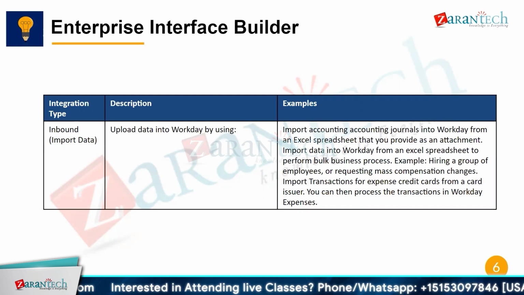Some examples of inbound EIB, which is uploading data into Workday: import accounting journals into Workday from an Excel spreadsheet that you provided as an attachment. Another example could be importing data into Workday from an Excel spreadsheet to perform a bulk business process, for example, hiring a group of employees or requesting mass compensation changes. Another example could be transactions for expense credit cards from a credit card issuer. You can then process a transaction in Workday expenses.